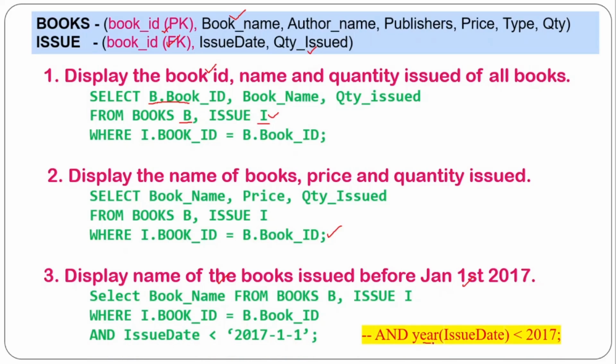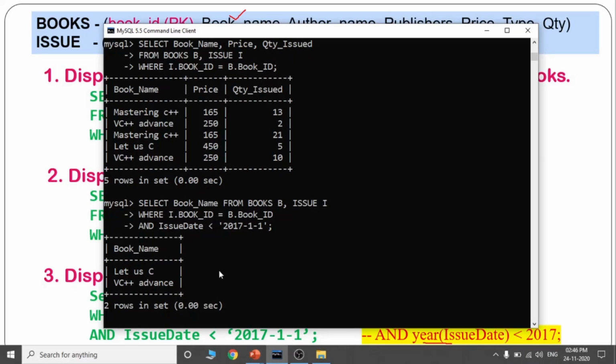Alternatively, we can use the year function, like year of issue date less than 2017. The year function returns the year part from all the issue dates, and when we give less than 2017, the rows with year part less than 2017 only will be displayed. I will show the output. There are only two records issued before 2017.